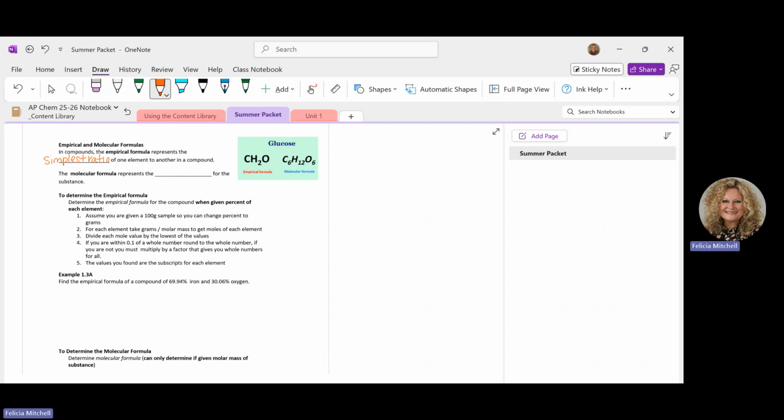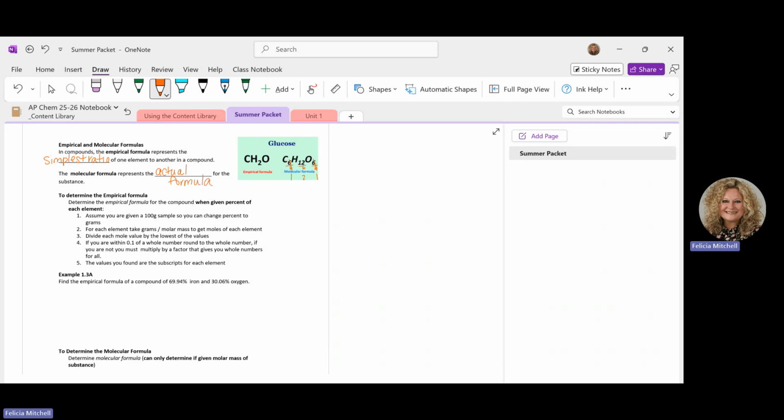In other words, if you look at glucose, which is C6H12O6, that's the molecular formula of glucose. It's the true formula of the substance. But if you divide all of those by a common factor or simplify them to their simplest ratio, you would get CH2O, because this would become 1, this would become 2, and this would become 1. So you're changing the subscripts to their simplest ratio, and that is called the empirical formula. The molecular formula, again, is the actual formula for the compound or the substance.